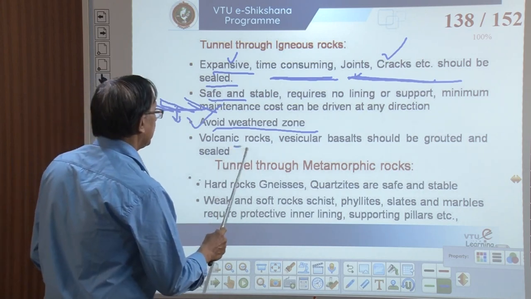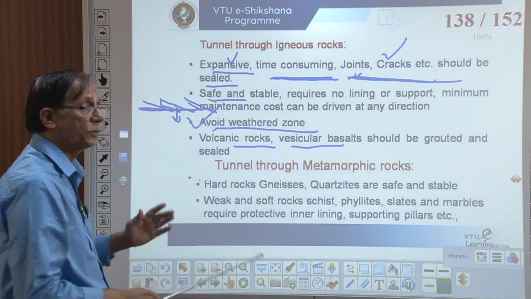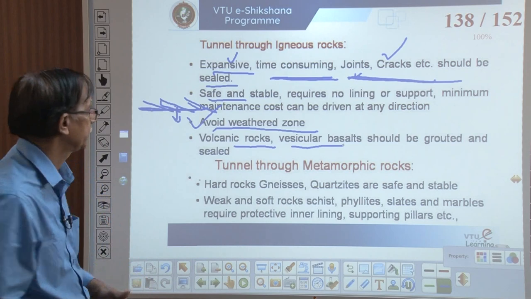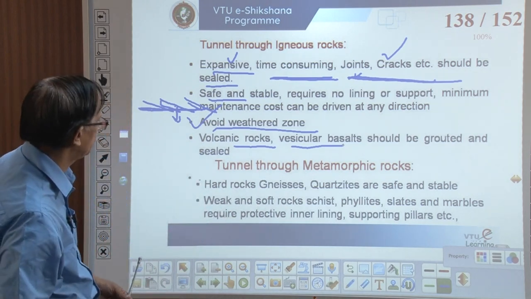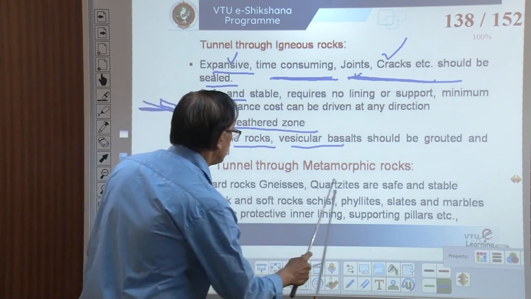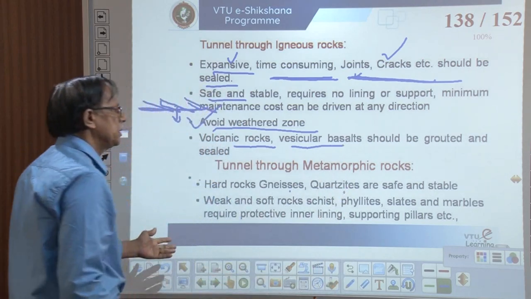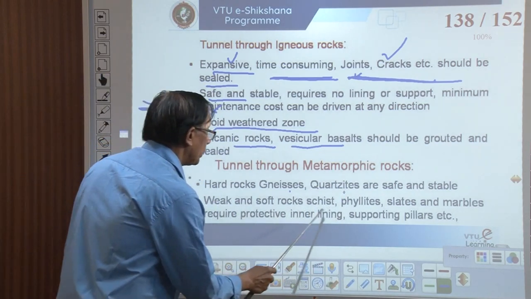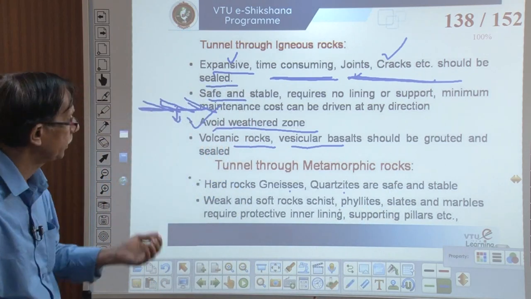Volcanic rocks like vesicular basalt should be grouted and sealed because they are the source of weakness through which percolation takes place. Therefore, if it is an igneous rock, these are the necessary cares we have to take. If the tunnel is through metamorphic rock, hard rocks like gneisses and quartzites are safe and stable. Weak and soft rocks like schist, phyllite, slates and marble require a protective inner lining.